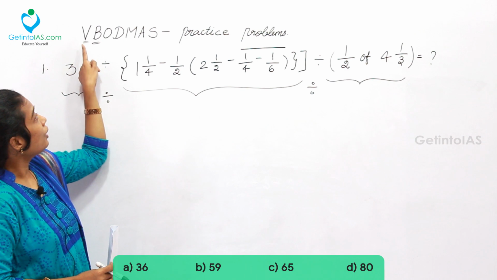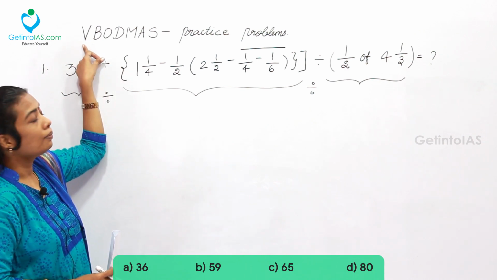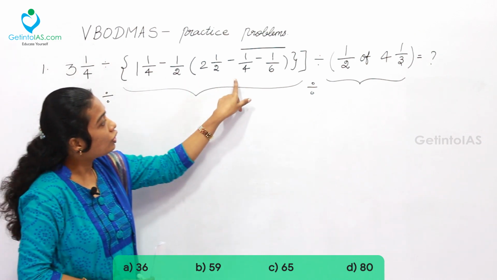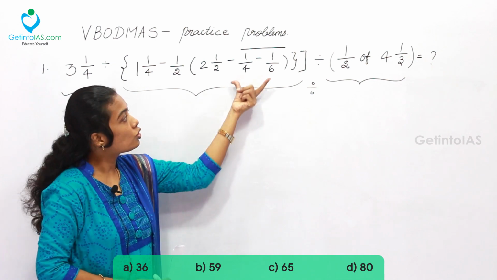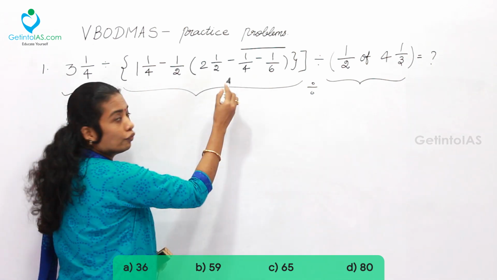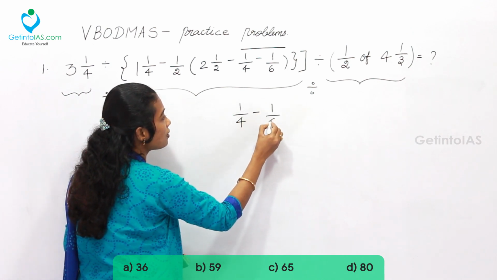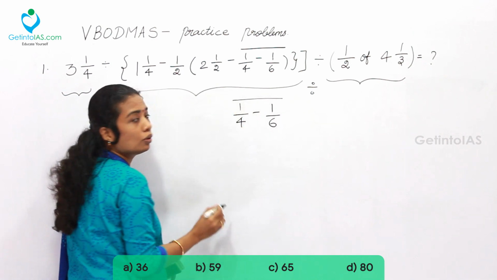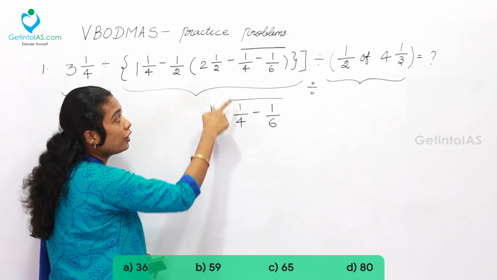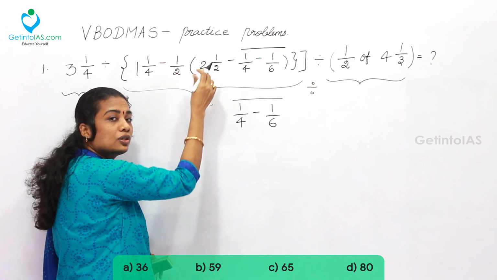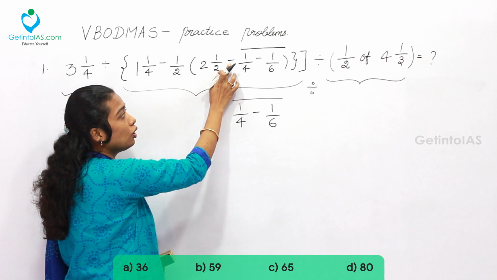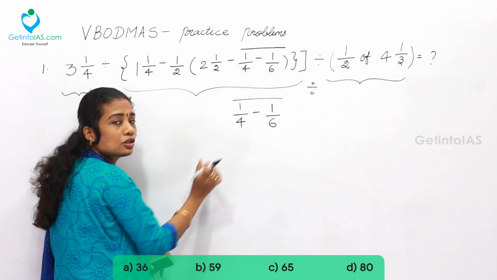Why? Because in VBODMAS, first of all we want to check for V. So vinculum is present over here. So let's solve only this part, that is 1 by 4 minus 1 by 6. Together we want to make it. While picking up these values, don't take the negative value. That is very important. That belongs to both the values after solving them.